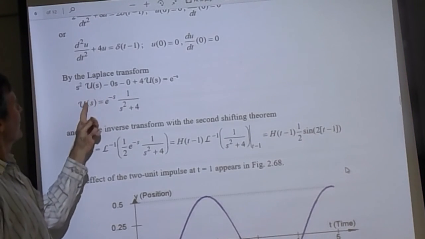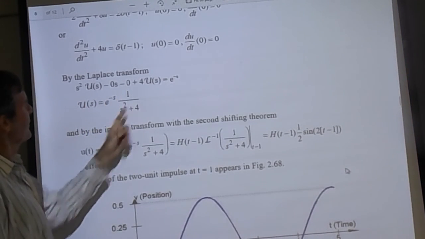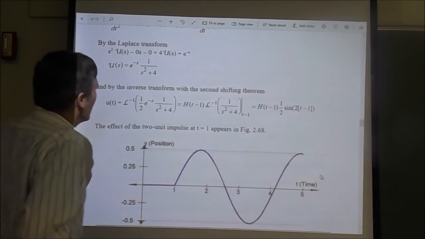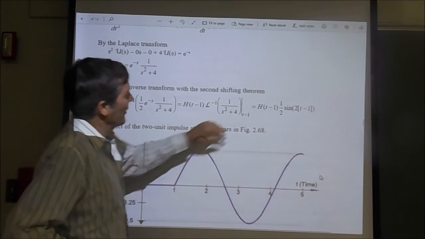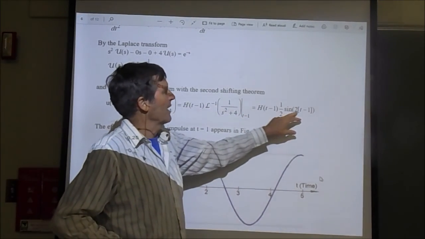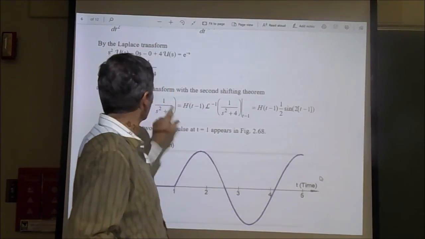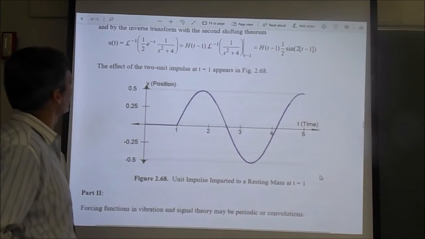You solve this for u of s, you get e to the minus s times 1 over s squared plus 4. This looks familiar, right? So I wind up with h of t minus 1, 1/2 sine of 2 times t minus 1. The final result is correct. I just left off my 2 here and here. Here's what the answer looks like.